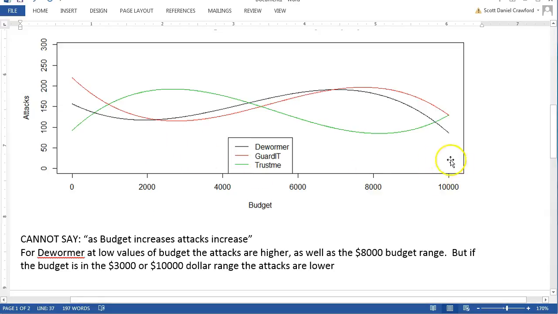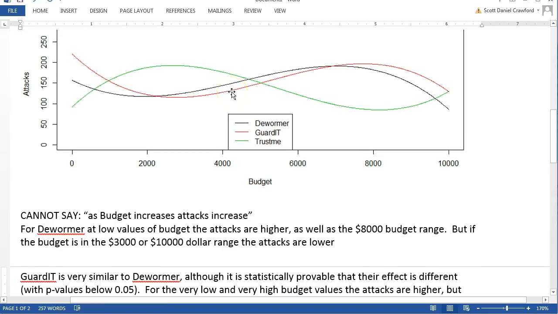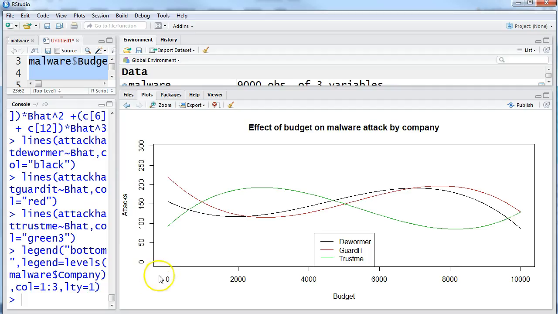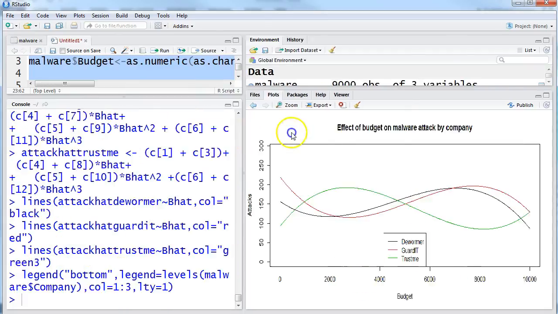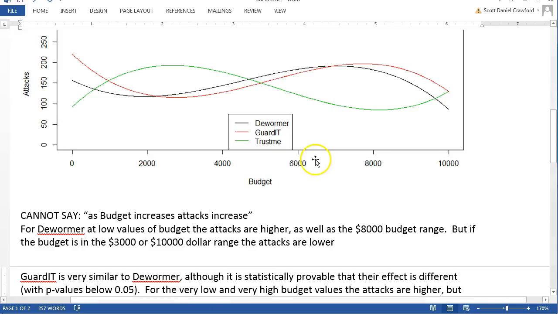So it's possible a $10,000 budget is actually desirable for some reason. Now for the GuardIT, I'm going to choose to describe it based off the Dewormer because they're similar. And I'm going to mention they're similar, and that even though I can prove statistically they are different, how can I prove that? Because if I go back to, if I could find where those p-values went. See, these p-values were small, which proves that they really are different.